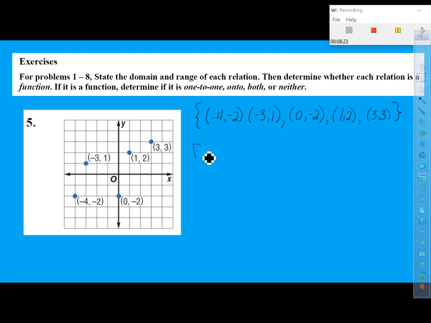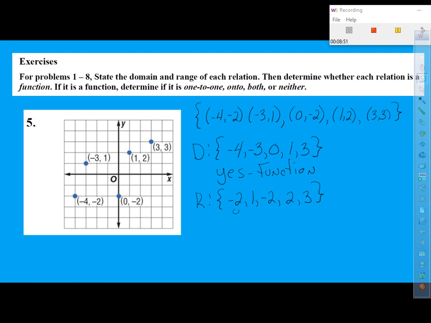Well, here goes the domain. -4, -3, 0, 1, and 3. Right now I know that it is a function. My range now will just be the y values. -2, 1, -2, 2, and 3. And like I said, guys, if you didn't want to list those twice, that's fine. But it's not wrong if you did.